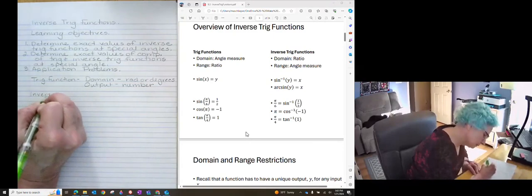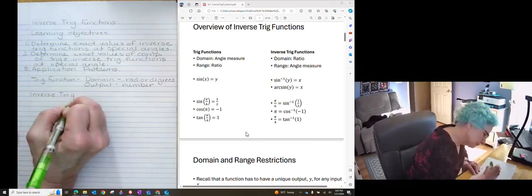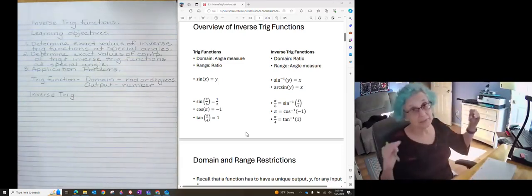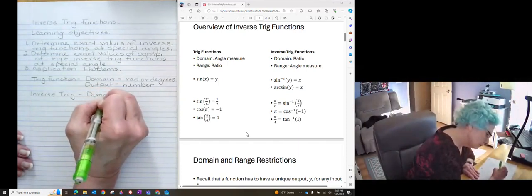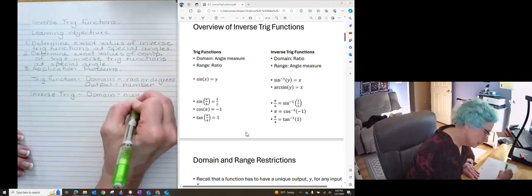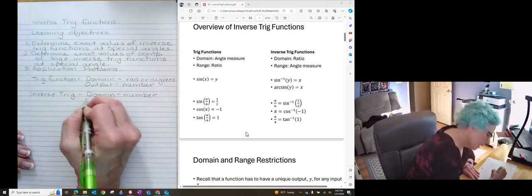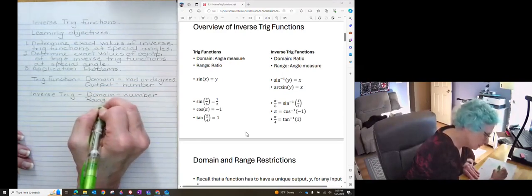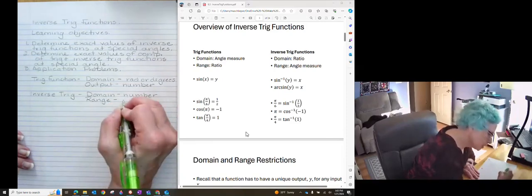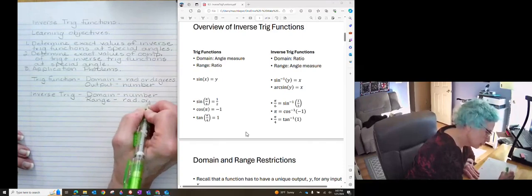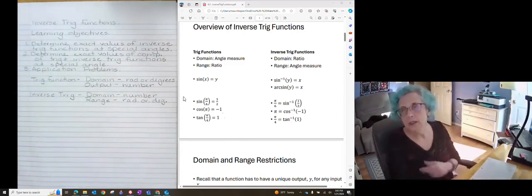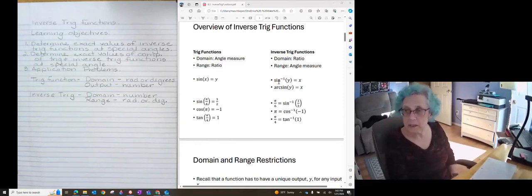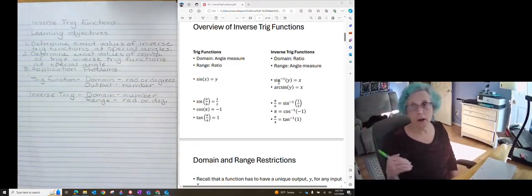Inverse trig are the opposite, because that's how inverse functions work. So the domain is a ratio or a number, and the output, and I'll use the fancy math word this time, the range, is radians or degrees, angle measure. And of course I'll change that in a minute. So if sine of y is equal to x, then inverse sine of x is equal to y, or arc sine.